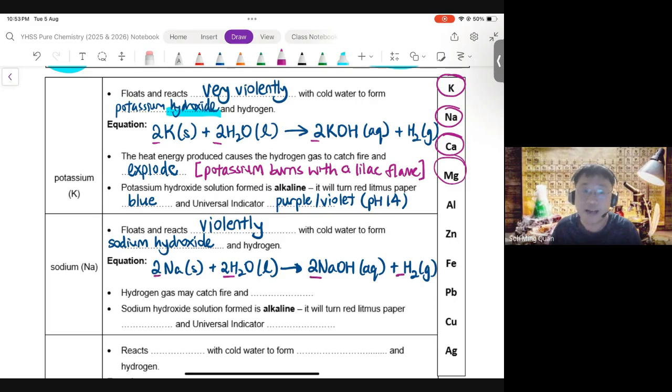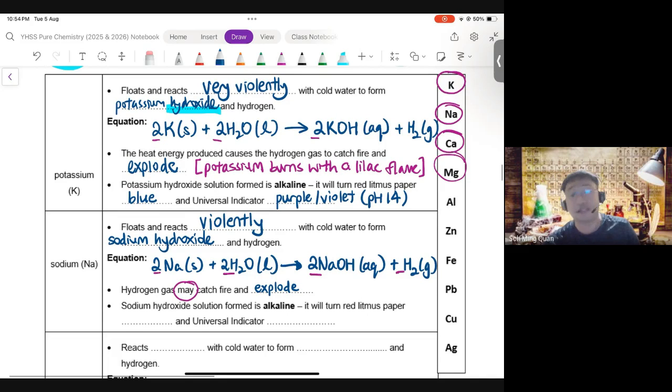Now, sodium is slightly less reactive. So the hydrogen gas may catch fire. It's not a sure thing. It may catch fire and explode as well. Now, sodium hydroxide itself is alkaline. Hence, it will turn red litmus paper blue. And again, universal indicator purple or violet. Again, sodium hydroxide is a strong alkali. Therefore, the pH is 14.